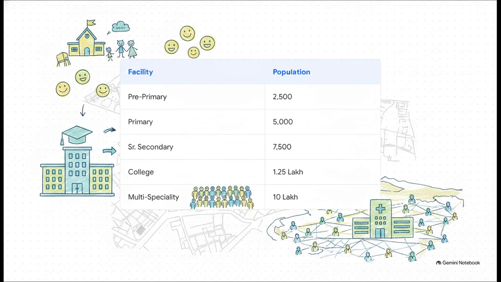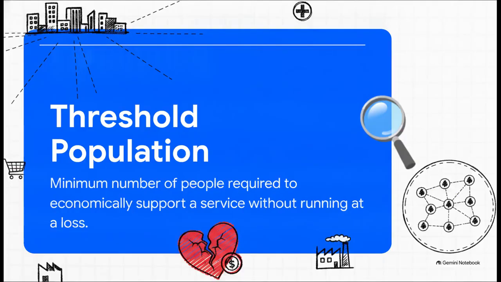According to the URDPFI guidelines, these organs are strictly tiered based on what's called a catchment population. Look at this table. A neighborhood only needs about 2,500 people to get a pre-primary school. But to justify building a full-degree college, you need a population of 1.25 lakh. And for a massive multi-specialty hospital, planners won't even sanction one unless there's a catchment of 10 lakh people ready to be served.